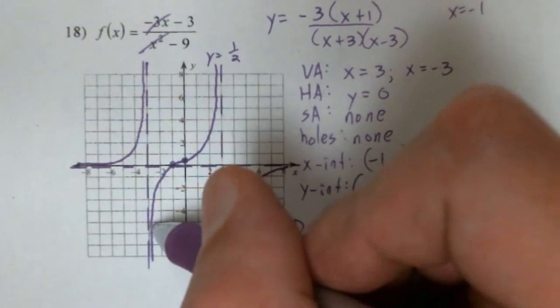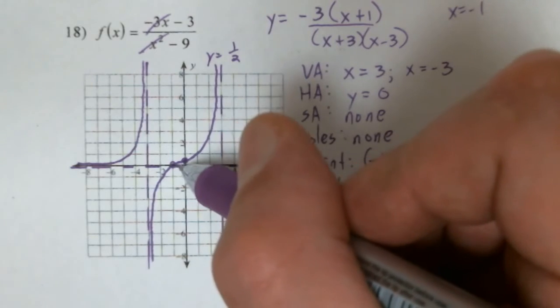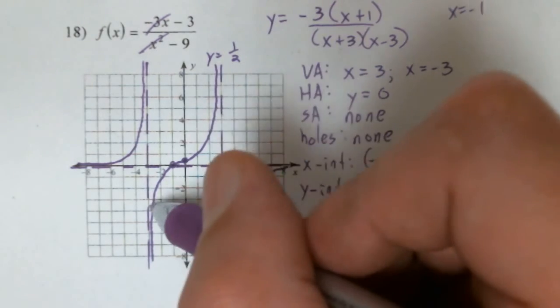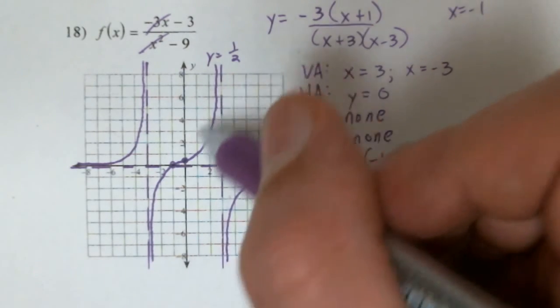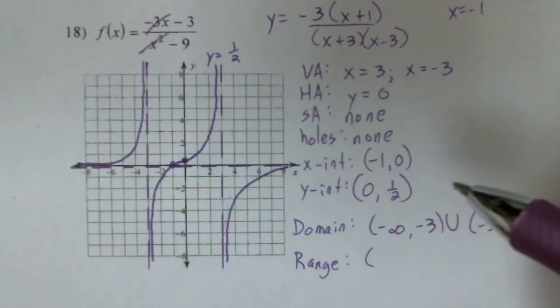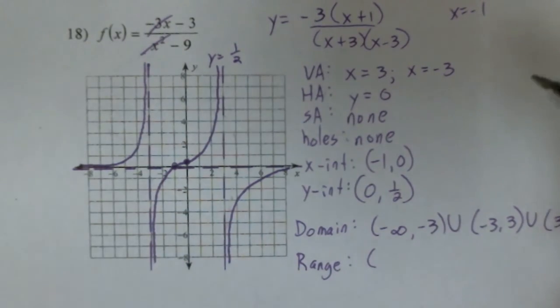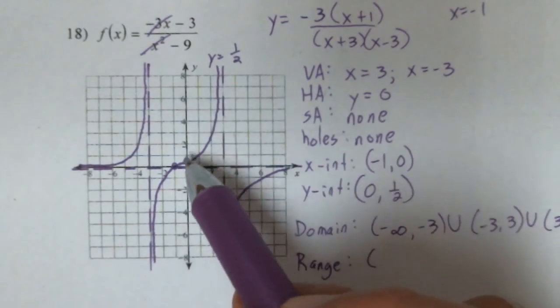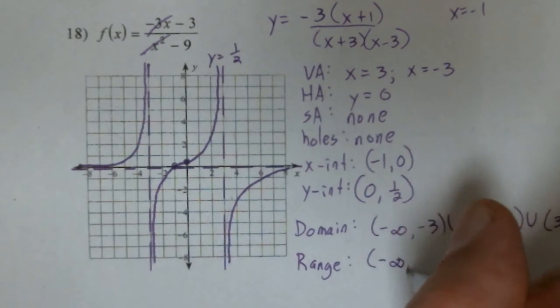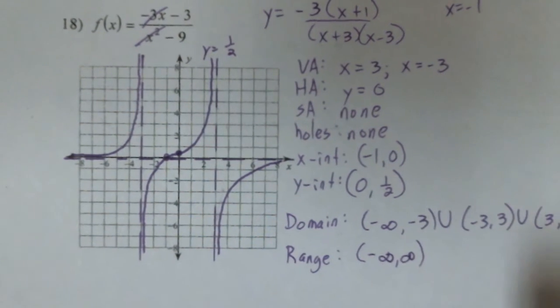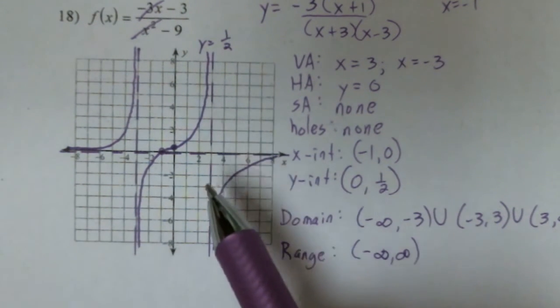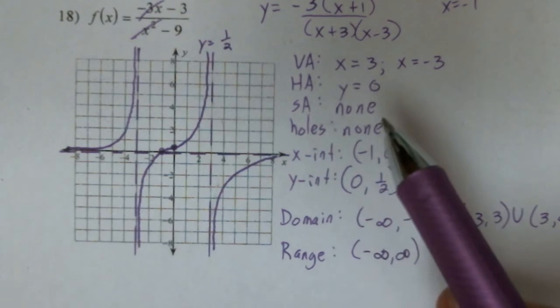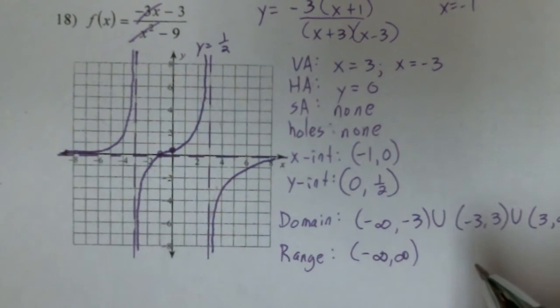However, notice that the middle part of the graph cuts through the x-axis. It cuts through that horizontal asymptote. And you can cross over horizontal asymptotes with these rational expressions. So in that case, I have y values everywhere based on this middle part. So this is just negative infinity to infinity. Now remember, if you have holes, those will affect your domain and range, okay? So keep that in mind.